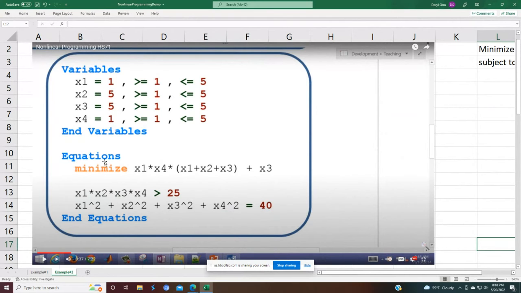Here is the objective function. We want to minimize then x1 times x4 times left parentheses x1 plus x2 plus x3 right parentheses plus x3.